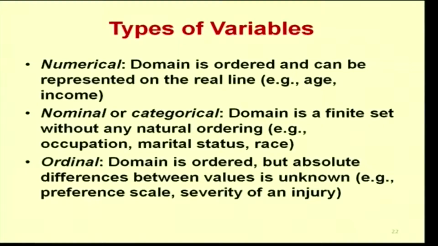Now, so that is the type of data. Now, let us look at the type of variables. Each of these can have different types of data. The numerical domain is ordered and can be represented in real time, for example age and income; these are numerical values.